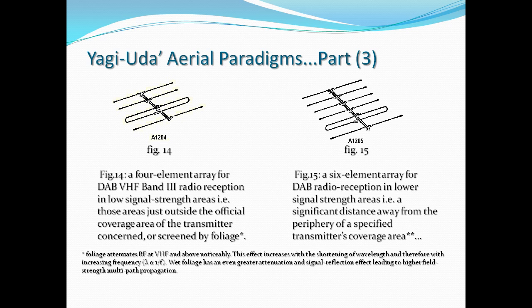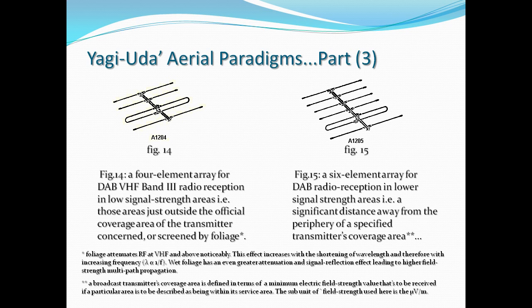The subunit of field strength used here is the microvolt per meter, the SI unit of field strength being the volt per meter, but the volt per meter is too large a unit to use in the context of television, radio reception, aerial installation and engineering, other forms of engineering, so a smaller subunit is used, known as the microvolt per meter.